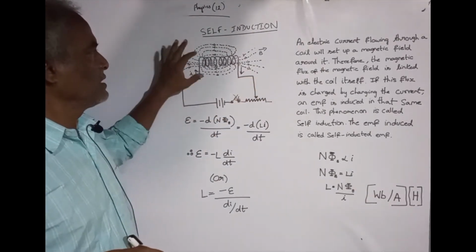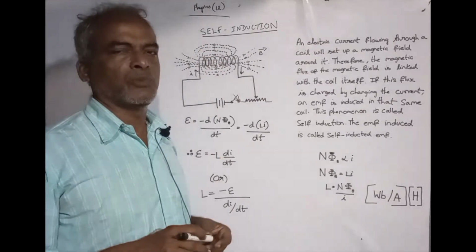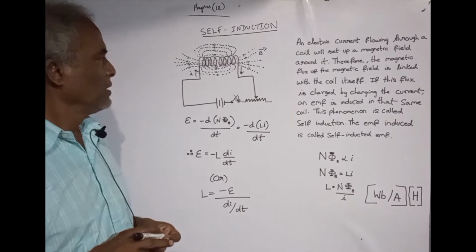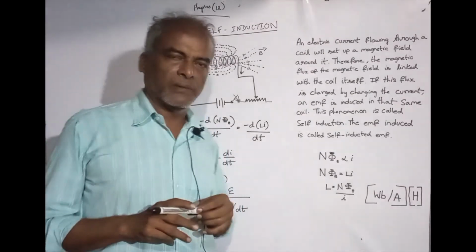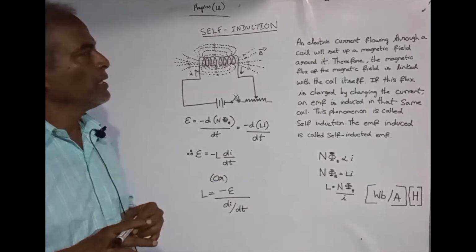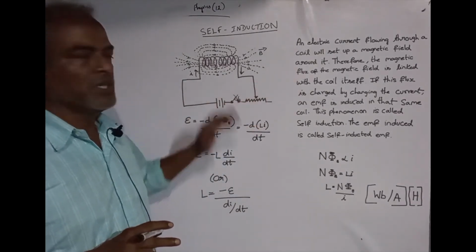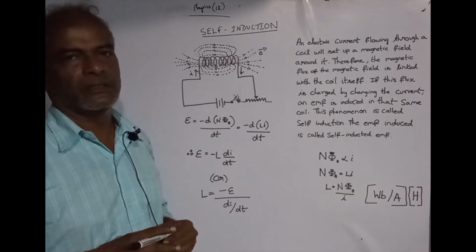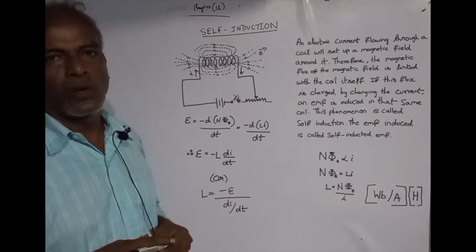So the flux lines are produced by this coil. The magnetic flux is produced by the coil. And this is due to only one coil. You don't have any other coil. Okay. So when there is a rate of change of flux, then an EMF is induced in the coil.